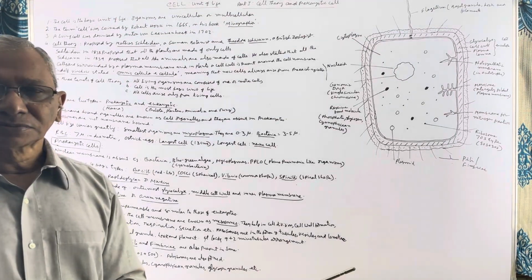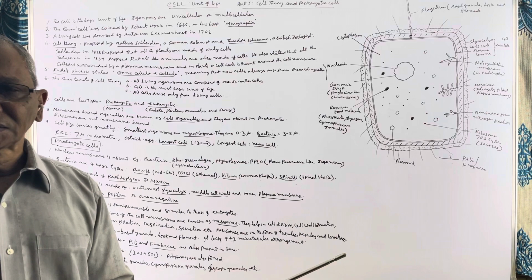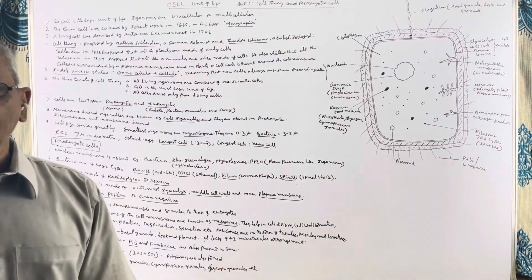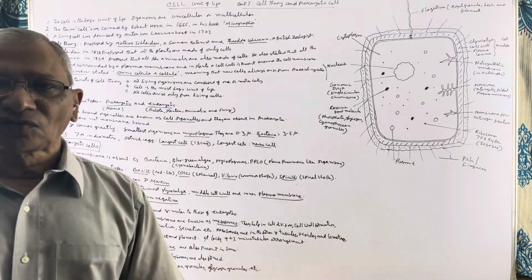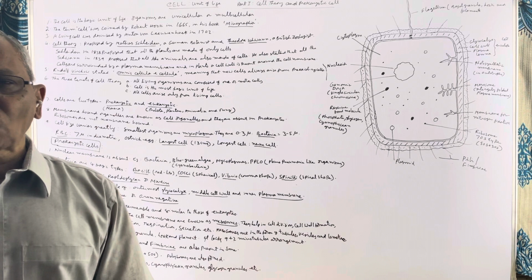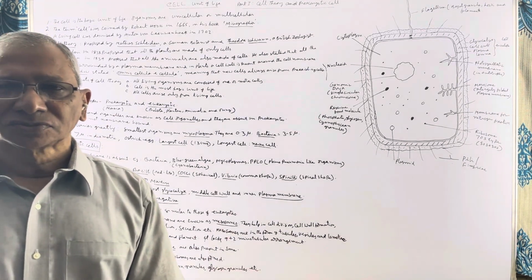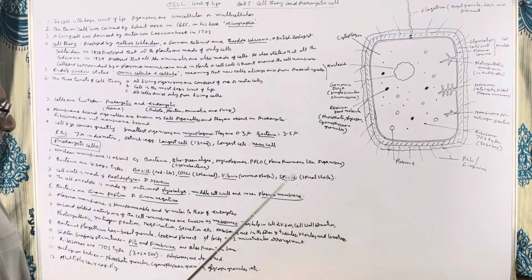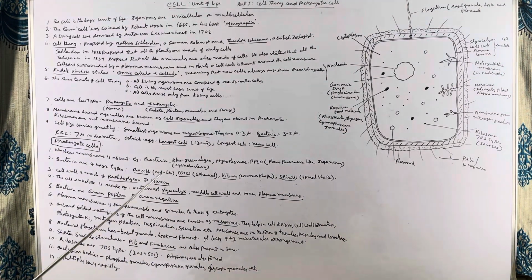The bacteria also have a cell wall, but the cell wall of bacteria is different from the cell wall of fungi and plants. In plants, cell wall is made of cellulose. In fungi, it is made of chitin. But here, it is made of a substance known as peptidoglycan or murein. Peptidoglycan or murein is different from cellulose.